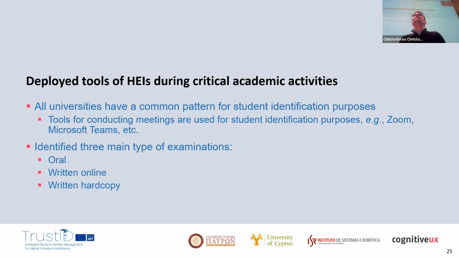And the third type of exam was the written hard copy, in which you got the topics, the questions of the exam, in your email or in some system, and you had to answer them in a hard copy. So you had to write your answers on paper, then scan the papers using some software on your phone, and then submit these hard copies to the system.